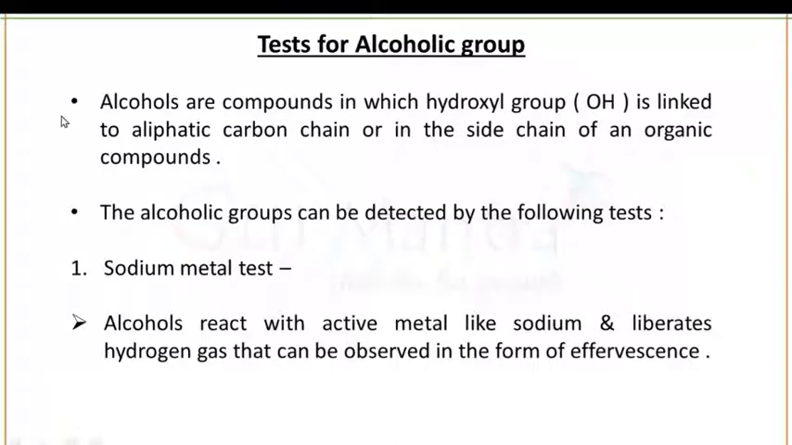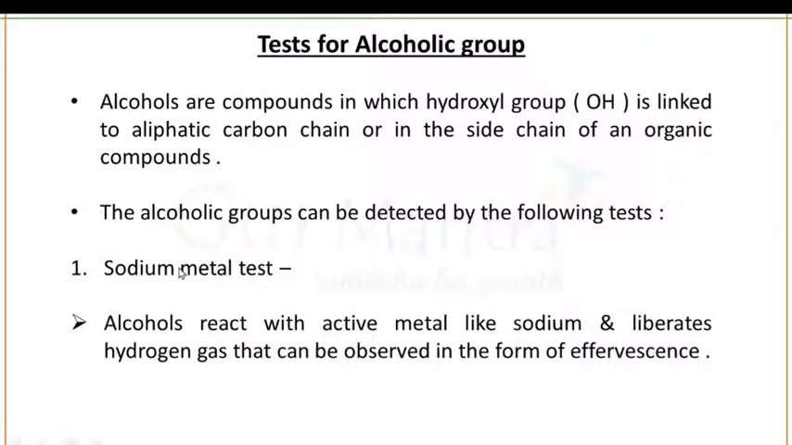Next is test for alcoholic groups. First of all, you need to understand what alcohols are. Alcohols are the compounds in which a hydroxyl group, the OH group, is linked to an aliphatic carbon chain, a simple carbon chain, or in the side chain of the organic compounds. We have different methods to detect whether the alcoholic group is present in a compound or not.